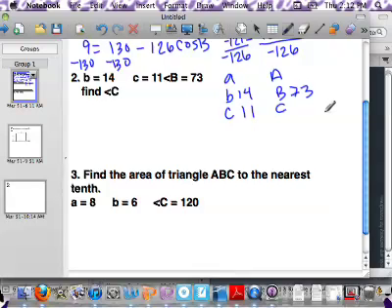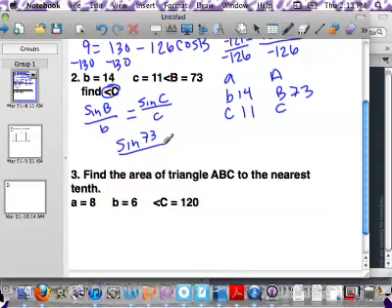What formula am I using for this one? Law of sines, because I have a corresponding angle and a corresponding side. So the one I'm going to use is sine of B over side B equals, and I'm solving for C, sine of C over side C. Sine of what I know, B is 73, over side B is 14 equals sine of angle C, no idea what angle C is right now, over side C, which was 11.